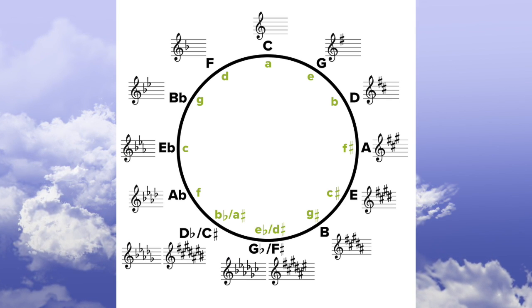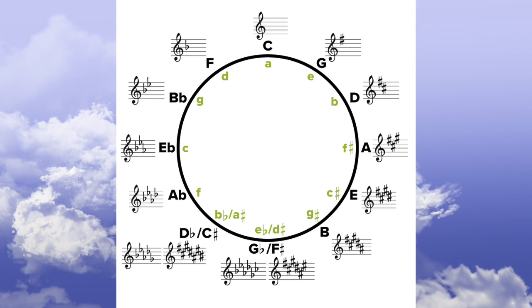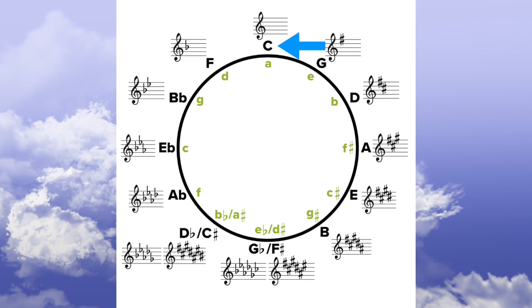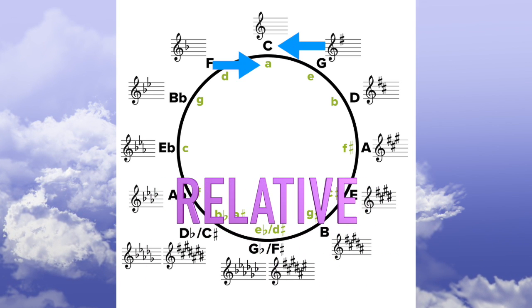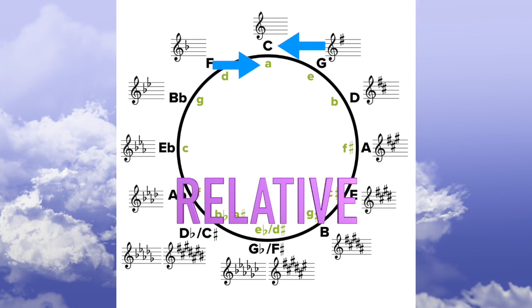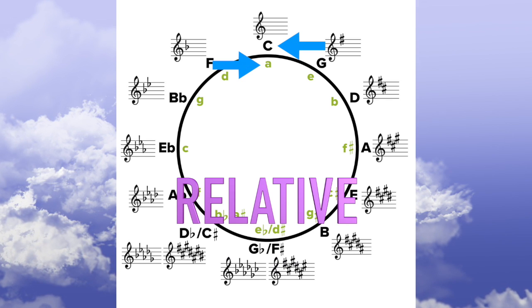And then we also see that these keys are related to one another like this. In this case, we have two letter names for the same key signature, the key of C major or the key of A minor. We say that these keys are relative key signatures. That is, they have the same key signature, although they start on a different note.